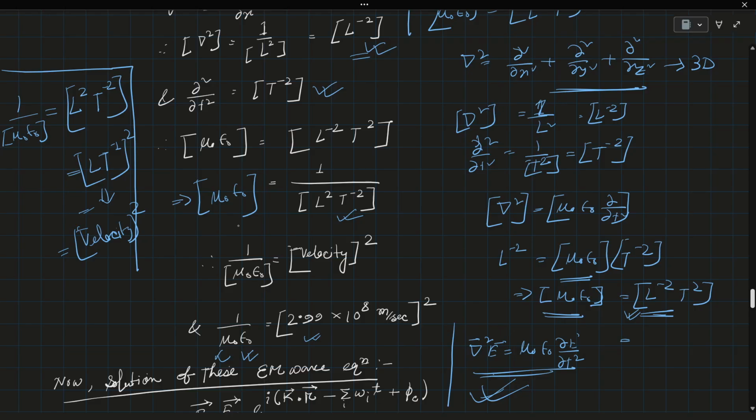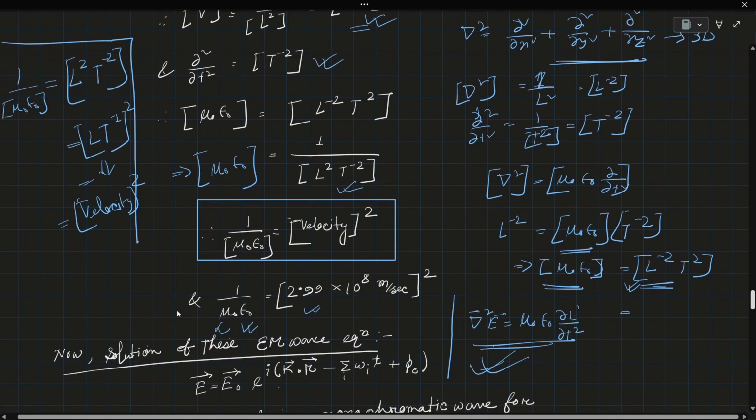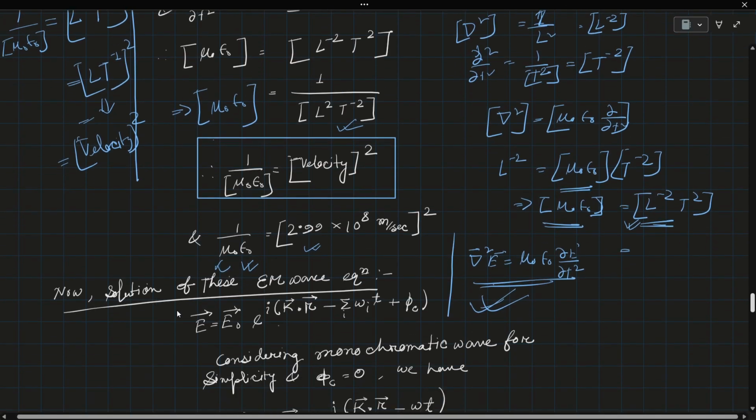This is the dimension of what? 1 by mu naught epsilon naught. This is velocity square, and this is its value. I hope this is more clear to you. Now let me proceed further.